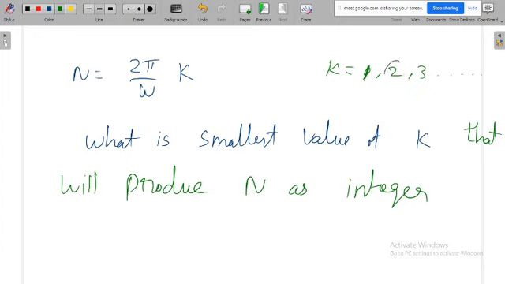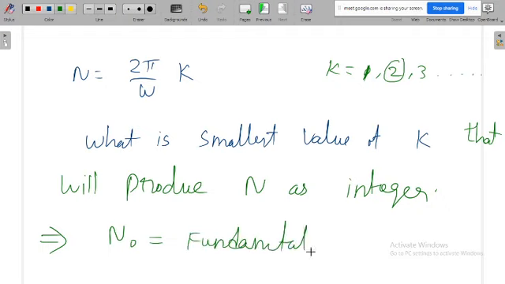Say for example at k is equal to 2, if you are getting n as an integer, even at k is equal to 4 you would get n as an integer, but that is also a period. But out of this, which one is smallest? When you put k as the smallest, that time only you will get n as the smallest. So the smallest value of k that will produce n as an integer gives the fundamental time period of the signal. This n is called n naught, the fundamental period of the signal.